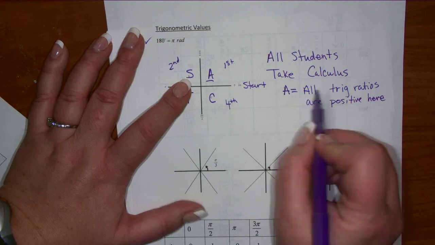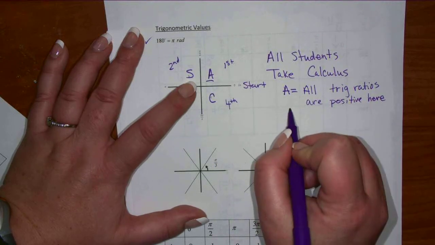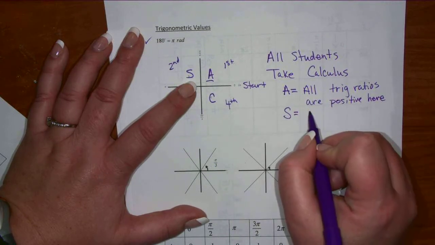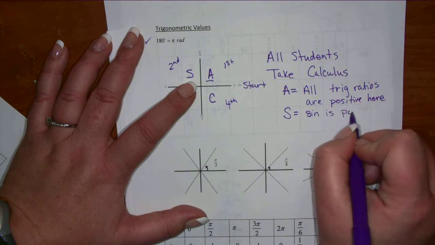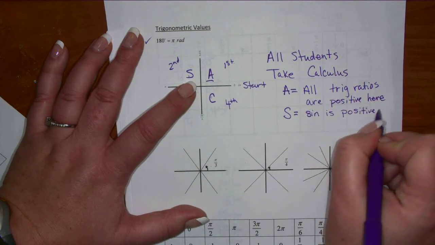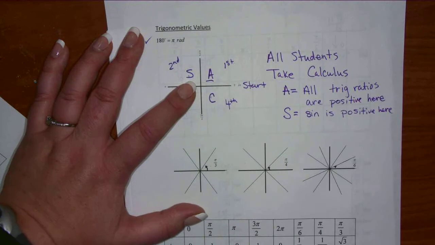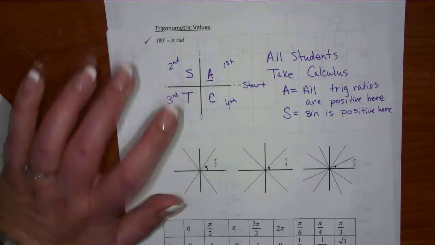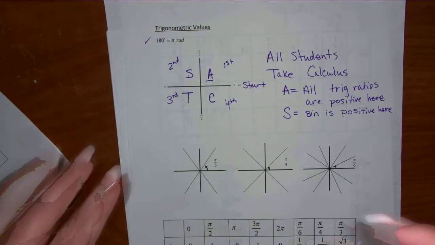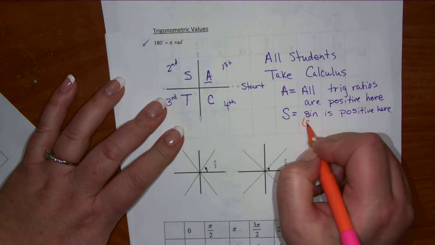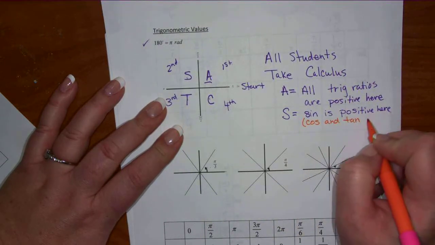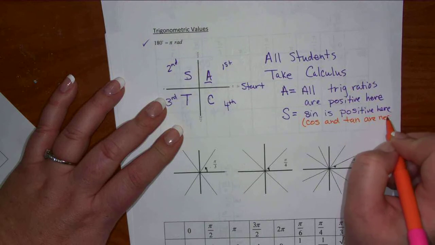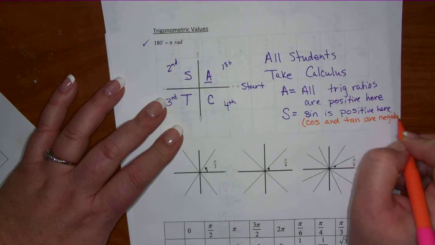And I'll tell you what those trig ratios are in a minute. Sine is positive here, which implies that cos and tan are negative. Okay, so cos and tan are negative. So that's sort of what you want to remember.